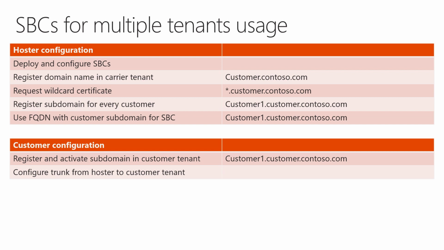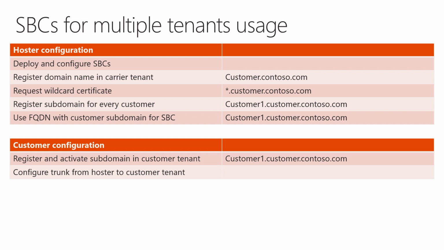Now per customer, they need to register a subdomain for every customer. So in the Office 365 portal, they need to register these new domains and say, well, I have a new customer. It's called customer1.customer.contoso.com. The certificate will be valid for this domain because it's a wildcard certificate. Obviously, you could also use the customer name there, litwerinc.customer.contoso.com, if that's any easier for you. Then you will use this FQDN of the subdomain for the SBC.